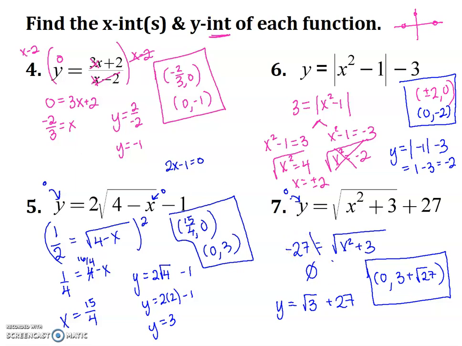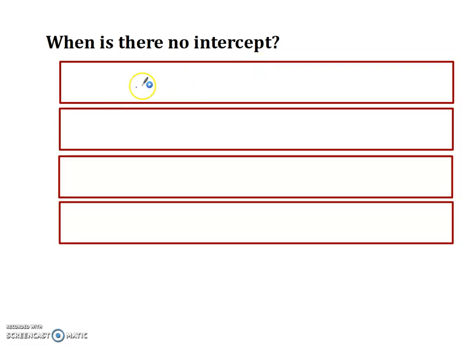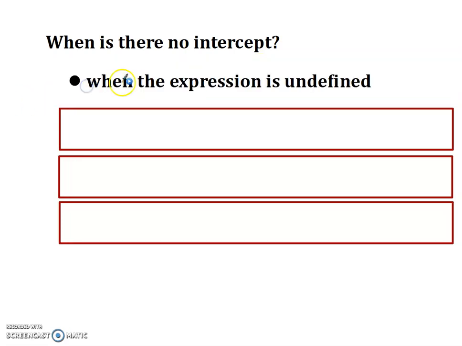So let's just real quick go over when you're solving an equation when there's no intercepts. So the first time there's no intercept is when the expression is undefined. So we didn't go over one like this, but remember, an expression is undefined when you divide by 0. So if you're plugging in 0 for your x's and you end up with something divided by 0, that expression is undefined. That means there's no intercept. So if you're solving for the x-intercept and you get it to be undefined, no x-intercepts.